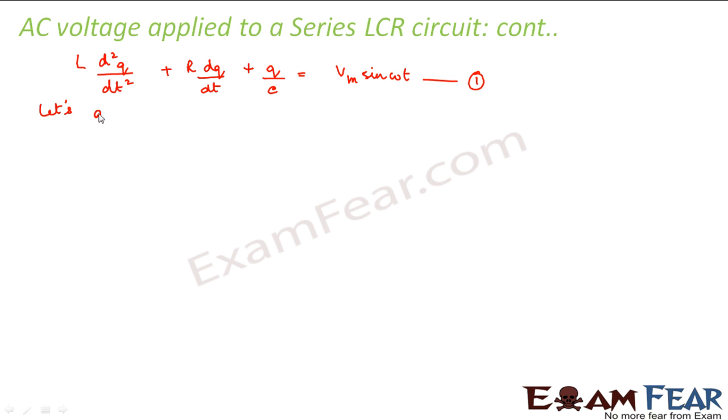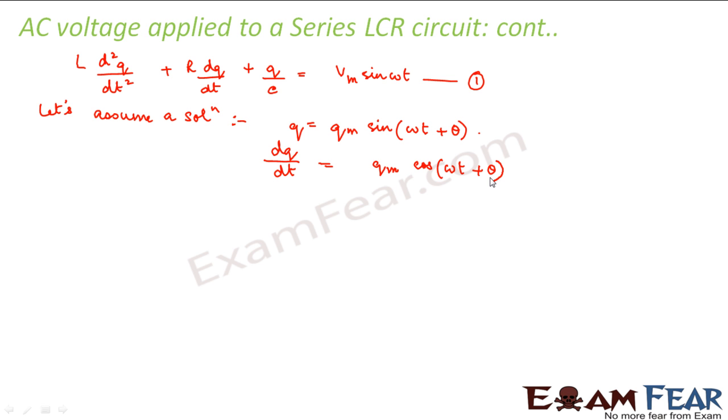Let us assume a solution, because this is the approach which we take while trying to solve a differential equation. So let us assume a solution of this form: q is equal to Qm sine omega t plus theta. If this is q, what would be my dq by dt? That will be equal to Qm into cos omega t plus theta into omega. And what would be d square q by dt square? That would be equal to minus Qm into omega square sine of omega t plus theta.